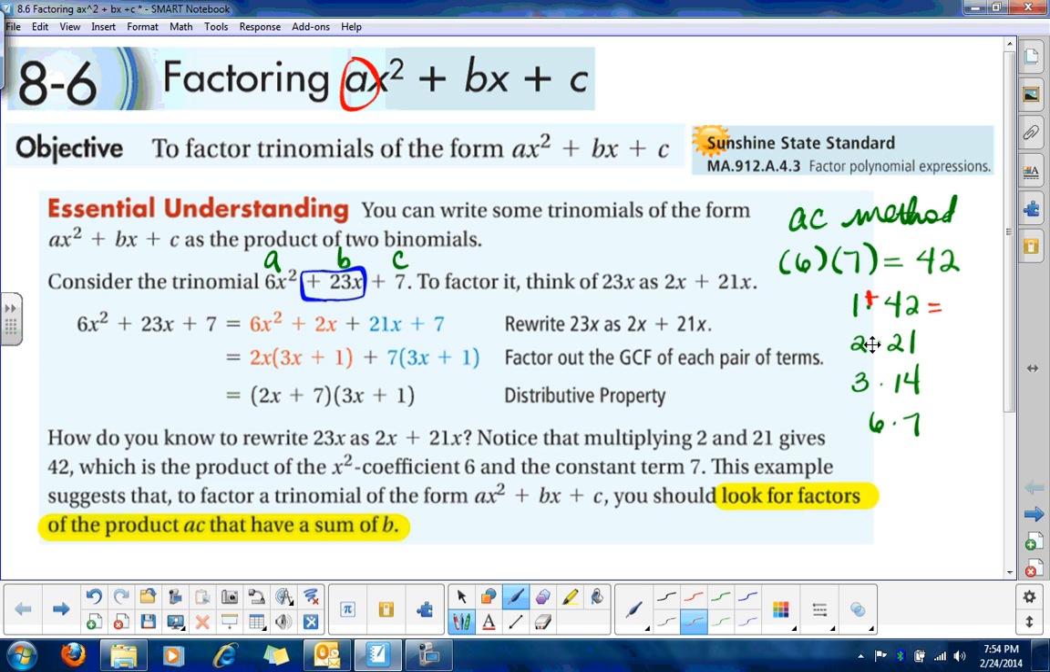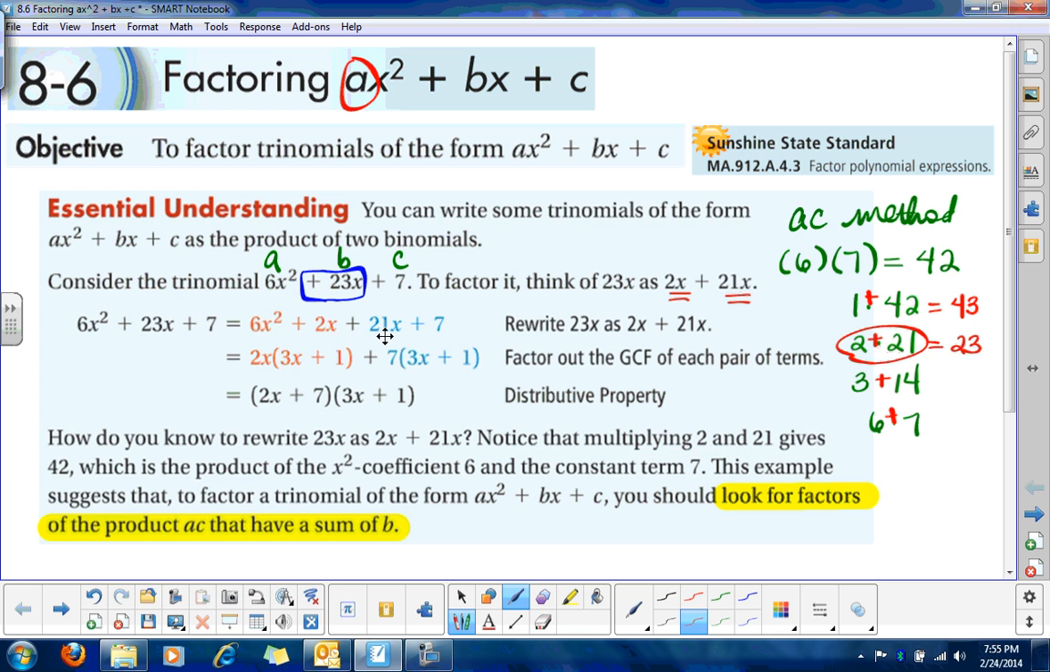Well, when we add them, we just put an addition sign in there just so we don't make a mistake. So 1 plus 42, that's going to be 43. 2 plus 21 is 23. So there it is. There's the one that we're going to use to rewrite 23x. Okay, so we're going to rewrite 23x as 2x plus 21x.